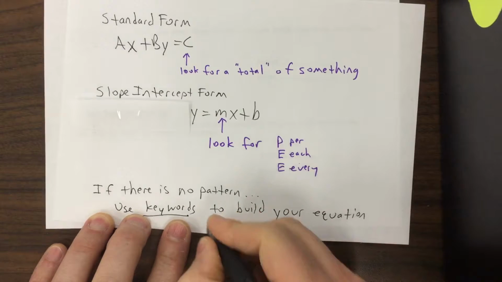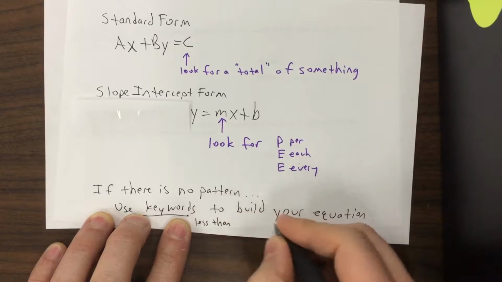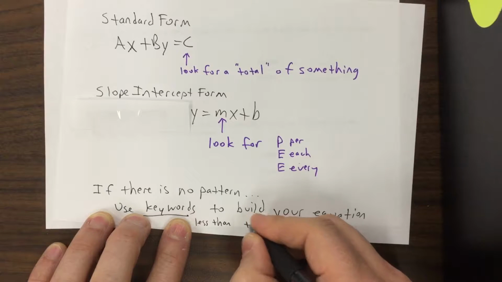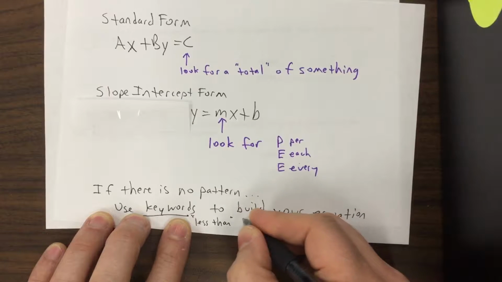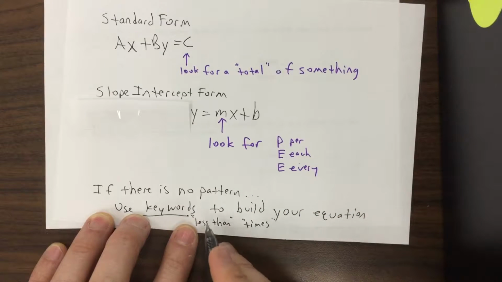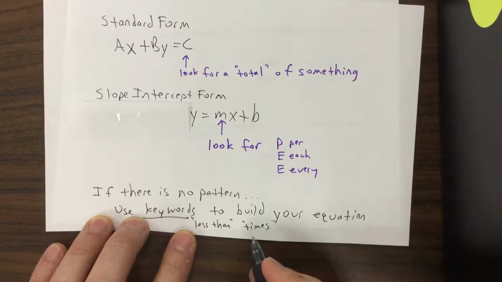Okay, and when I say keywords, I mean words like less than, words like times, like 3 times bigger, something like that. Those types of words where you have to build it. Less than would mean subtract, times would mean multiply, things like that.